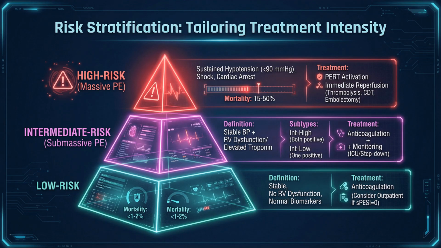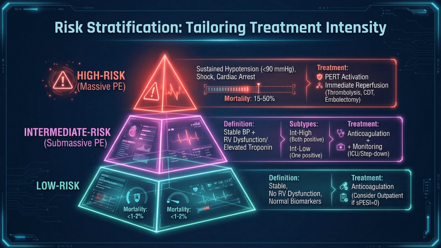prevent hemodynamic collapse. Next, we have intermediate risk, also referred to as submassive PE. These patients maintain stable blood pressure but show evidence of right ventricular dysfunction or elevated cardiac biomarkers like troponin, signaling myocardial strain. Within this category, we differentiate between intermediate high risk, where both RV dysfunction and biomarkers are positive, and intermediate low risk, where only one is positive. Treatment primarily involves therapeutic anticoagulation, but these patients require closer monitoring in an ICU or step-down unit to detect any clinical deterioration early.